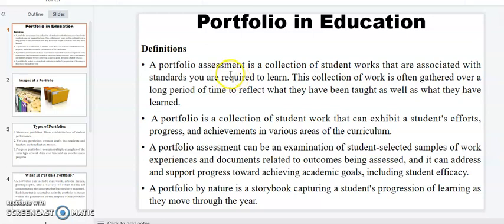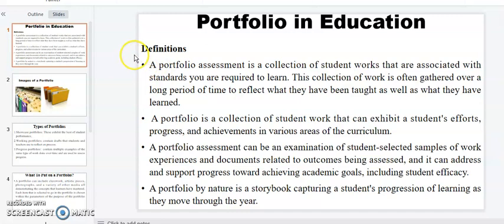In this video, we shall be looking at portfolio in education. My name is Dr. Kibet from the Center for Open Distance and E-Learning, Machakos University. First and foremost, I want us to begin with the definitions of the word portfolio.